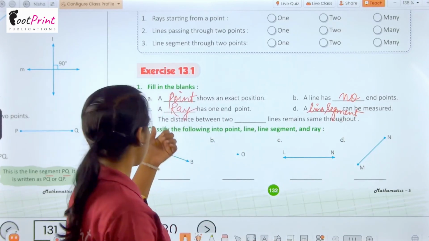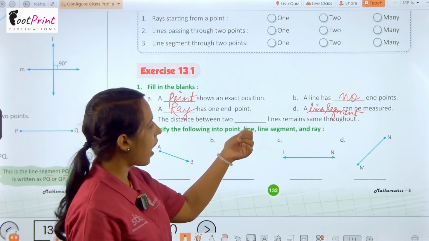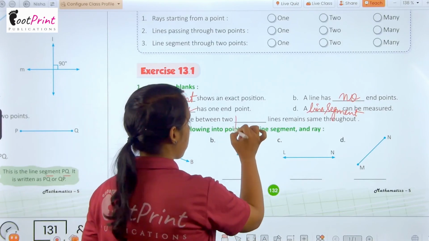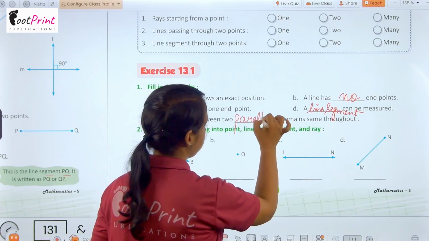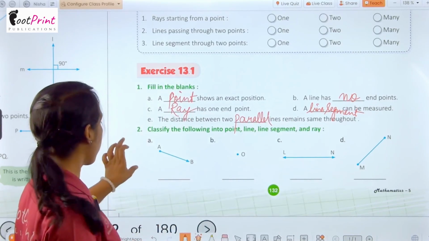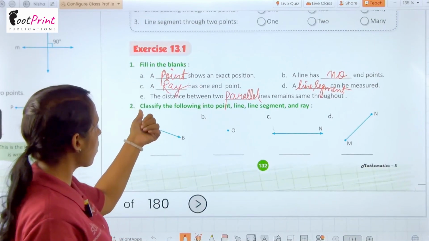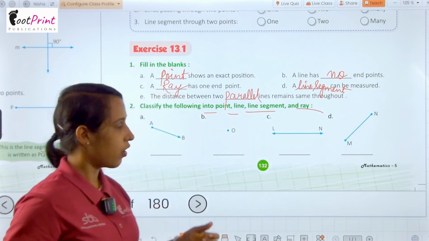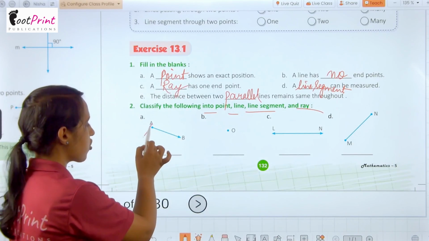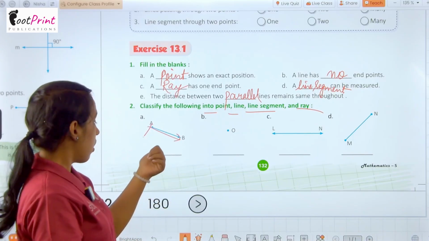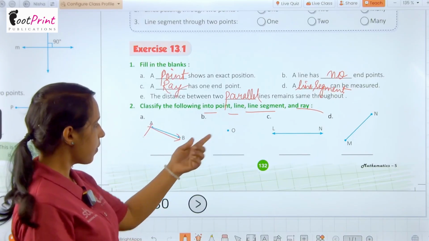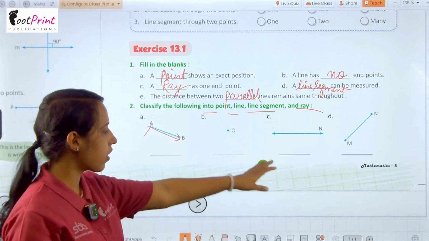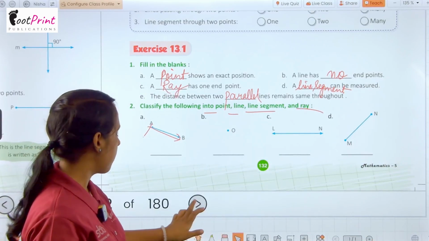Okay. The distance between two dash lines remains same throughout. So डिस्टेंस सेम किस में रहता है? पैरेलल लाइंस में. Okay, now we have question number 2. In this we have to classify the following: point, line, line segment and ray. So by saying that, here we have an initial point and an arrow point. So it is ray, this is point, line, and here we have two endpoints. It is showing a line segment.